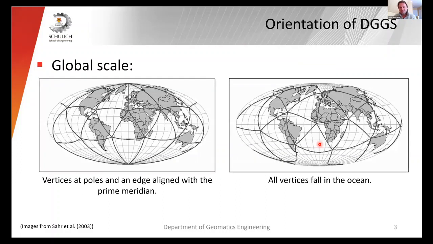So firstly, as Marta highlighted previously, one of the design choices when constructing a DGGS is how to orient the polyhedron relative to the Earth. For example, if we consider the spherical icosahedron, there are different options. We could orient it with vertices at the poles and an edge aligned with the prime meridian, or alternatively, we could orient it such that all vertices fall in the ocean, and there are pros and cons and reasons for each.